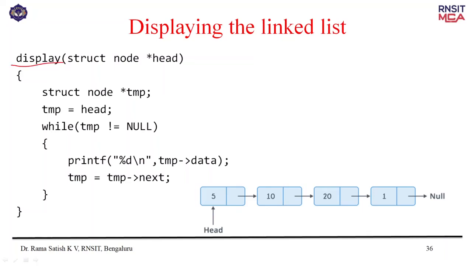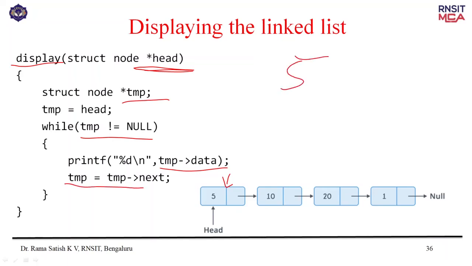You have to write a display function where the display function should take head as an argument, and you create a pointer TMP, and TMP starts from head. TMP is equal to head. Until TMP reaches null, what you do? Every time you display TMP of data. So TMP is starting from head. So first printf TMP of data, 5 is printed.